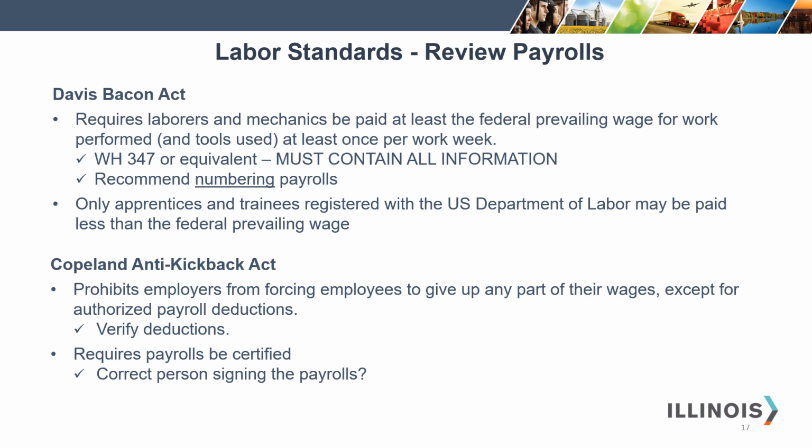If you are not using WH 347, then the payroll that you are using or accepting from the contractor must contain all information that is captured on the WH 347. We highly recommend numbering the payrolls. Only apprentices and trainees registered with the U.S. Department of Labor may be paid less than the federal prevailing wage.